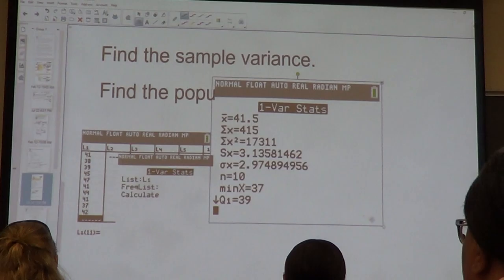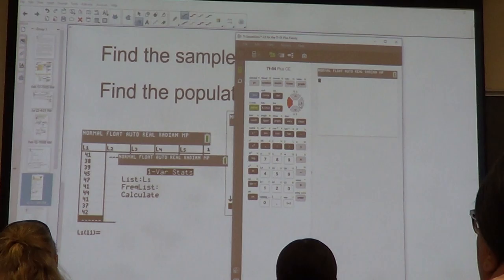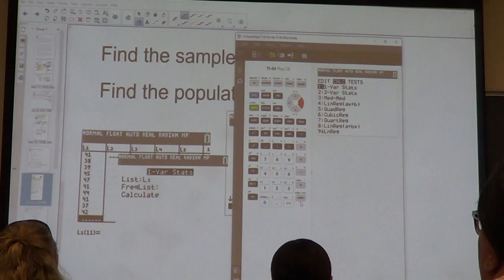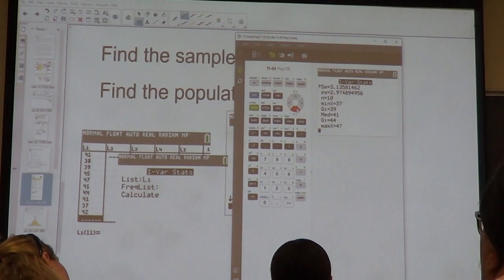There's my first page of answers, and I'm gonna go ahead and pull my second, or maybe not. Stat calc, one bar stats. I'm not going to need it, but just in case, here's my second page of data.